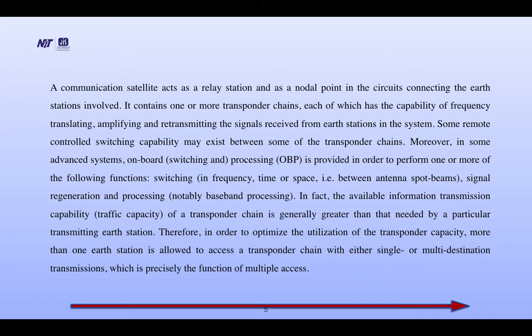A communication satellite acts as a relay station and as a nodal point in the circuits connecting the earth stations involved. It contains one or more transponder chains, each of which has the capability of frequency translating, amplifying and retransmitting the signals received from earth stations in the system. Some remote control switching capability may exist between some of the transponder chains.